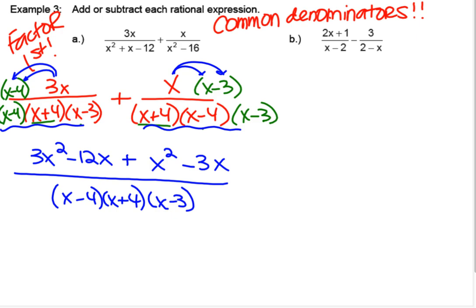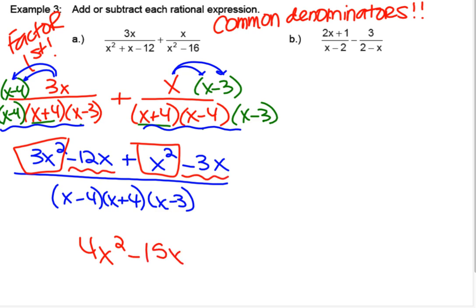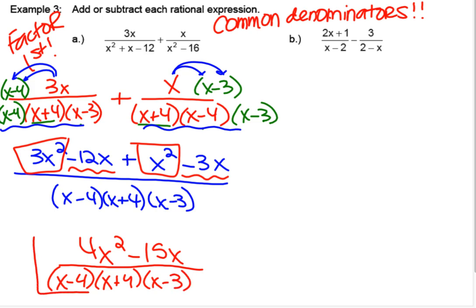Okay, last step is let's simplify. So I want to go ahead and combine my like terms. I have a 3x squared and a regular 1x squared gives me 4x squared. And then I have minus 12x minus 3x leaves me with minus 15x. All over, same thing, I have that denominator, x minus 4, x plus 4, x minus 3. There is no need to multiply that entire thing out and distribute. You can leave your answer just as is.